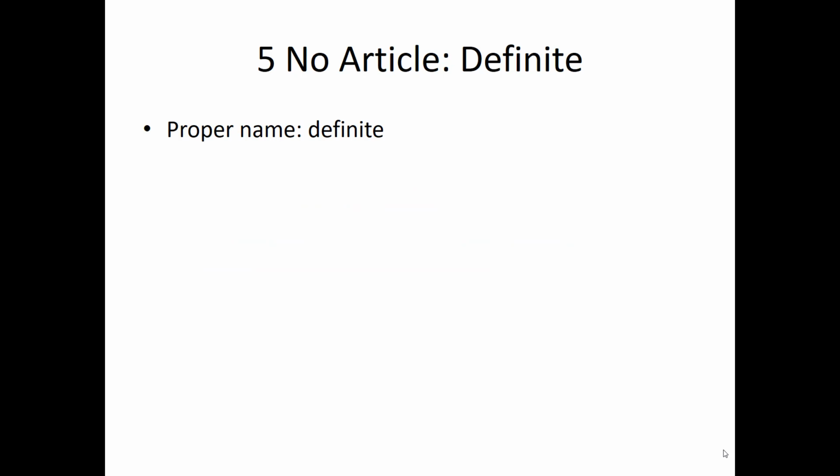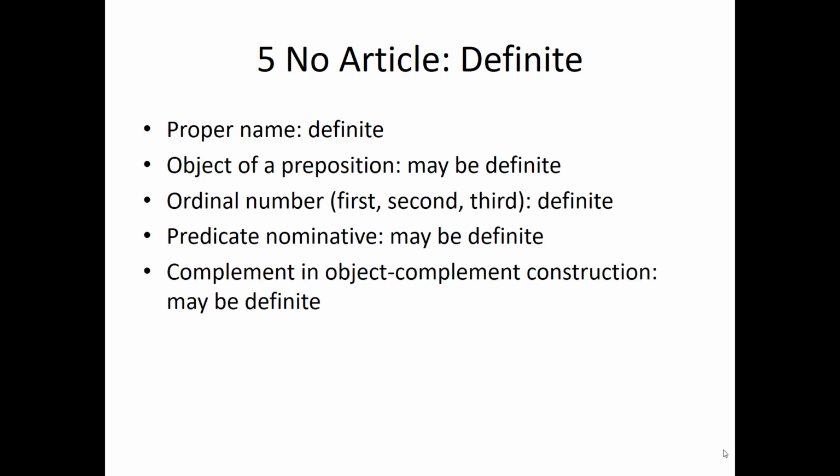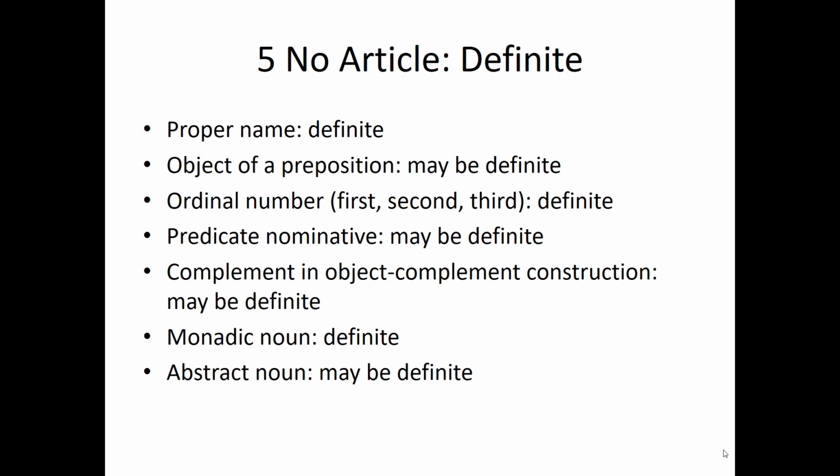So here are some occasions when you could have no article, but the word could still be definite. If you have a proper name, John, Jim, Sally, Susie, with or without the article, that word is definite. An object of a preposition may or may not be definite. It is possible to have an object of a preposition without an article, and it can still be definite. You have to look at context and see. An ordinal number, such as first, second, or third, would be definite. A predicate nominative could be definite, even without an article. We'll study more about that next week. A complement in an object complement construction might be definite. A one-of-a-kind noun, a monadic noun. Well, if they're one of a kind, it's definite. An abstract noun, such as love, faith, hope, these sorts of abstract concepts, it's possible they could be definite.